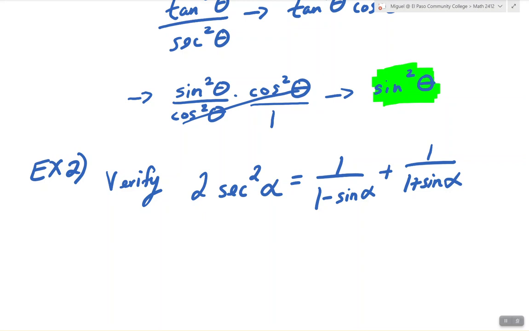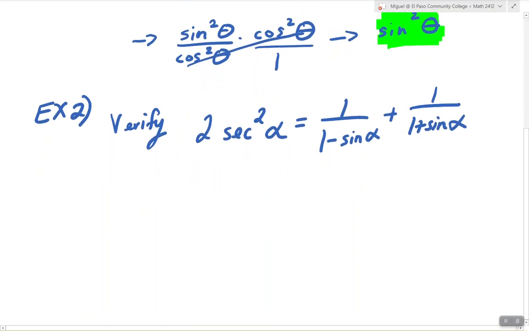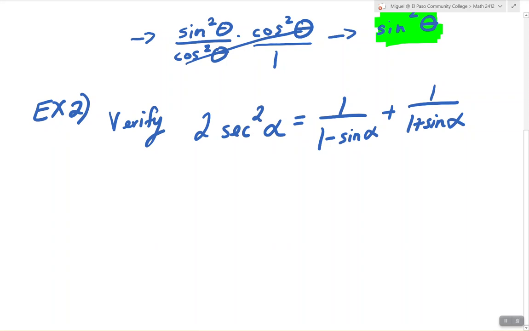So we'll start by working on the right side only. Because we have a sum of two fractions, let's add them. One easy way to add them is by getting a common denominator, just by multiplying the two denominators that are there. So I'm going to multiply these two denominators.